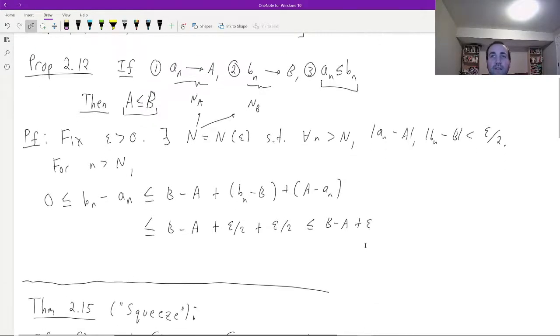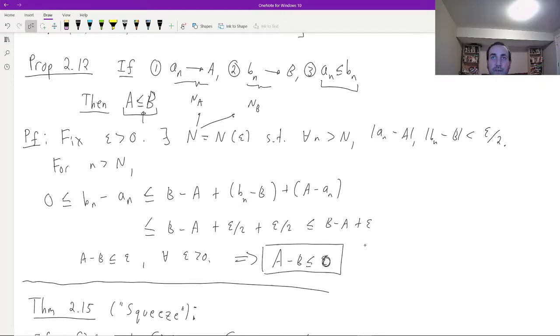So putting all of that together, we find that a minus b is less than or equal to epsilon for all epsilon greater than 0, since epsilon was arbitrary. And in particular that means that a minus b must in fact be less than or equal to 0, which is exactly what we wanted to prove. Okay, so that's the argument, fairly similar to some of the arguments we've seen before, where we're effectively adding and subtracting in the objects that we wish to compare.